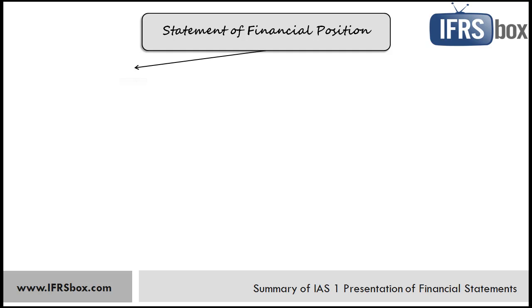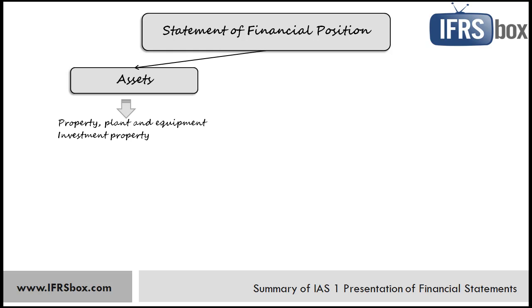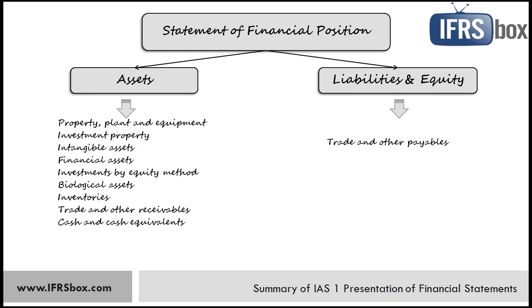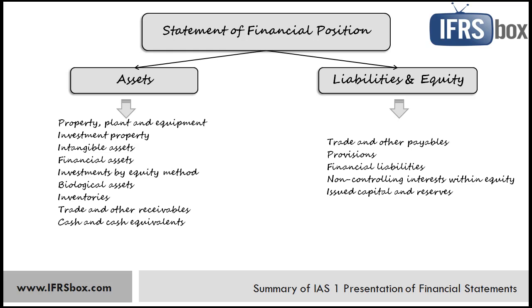It shall contain at least the following line items: property, plant and equipment, investment property, intangible assets, financial assets except those stated below, investments accounted for using the equity method, biological assets, inventories, trade and other receivables, cash and cash equivalents, and then usually under liabilities and equity: trade and other payables, provisions, financial liabilities, non-controlling interests presented within equity, issued capital and reserves attributable to the owners of the parent.